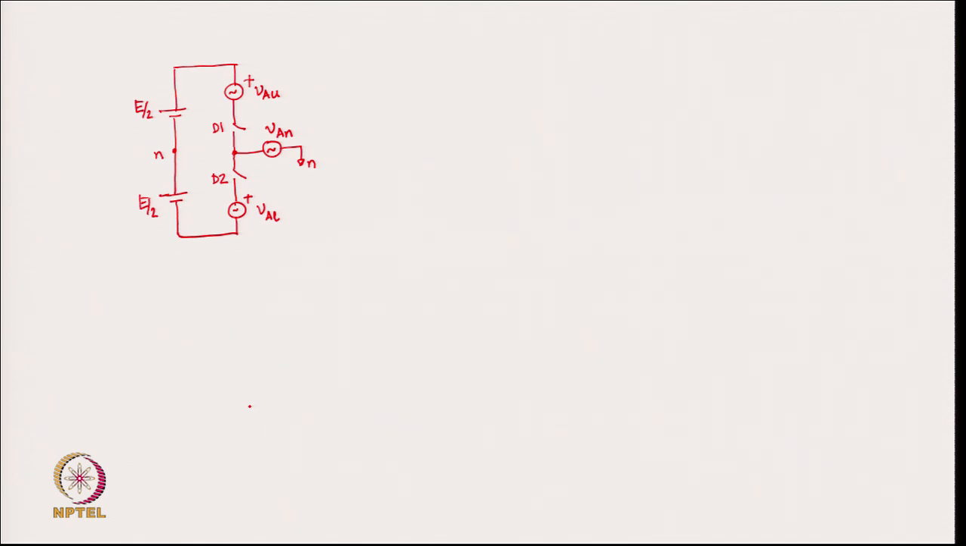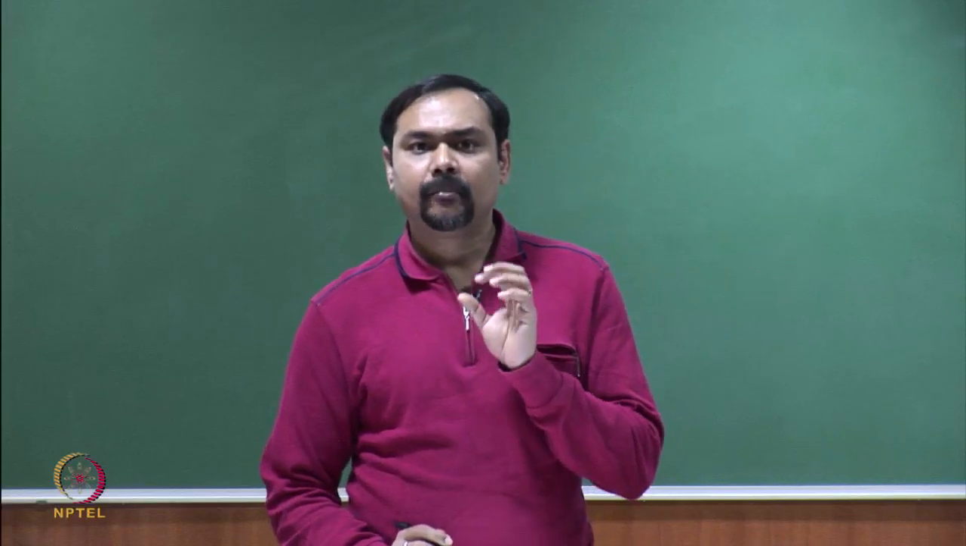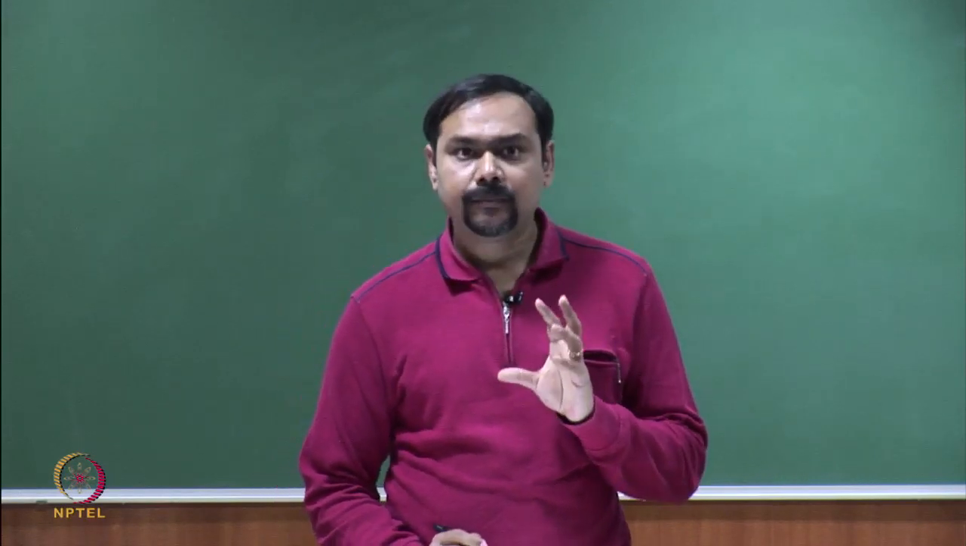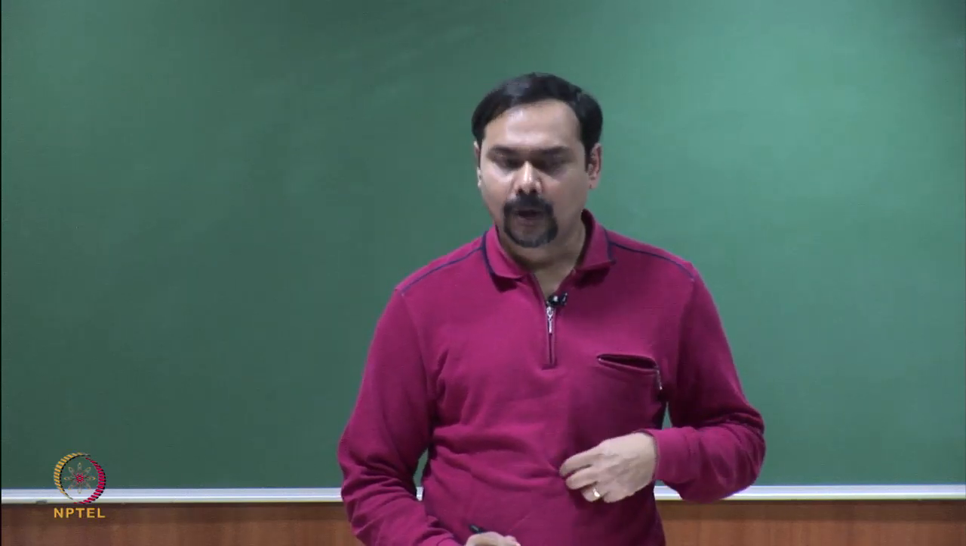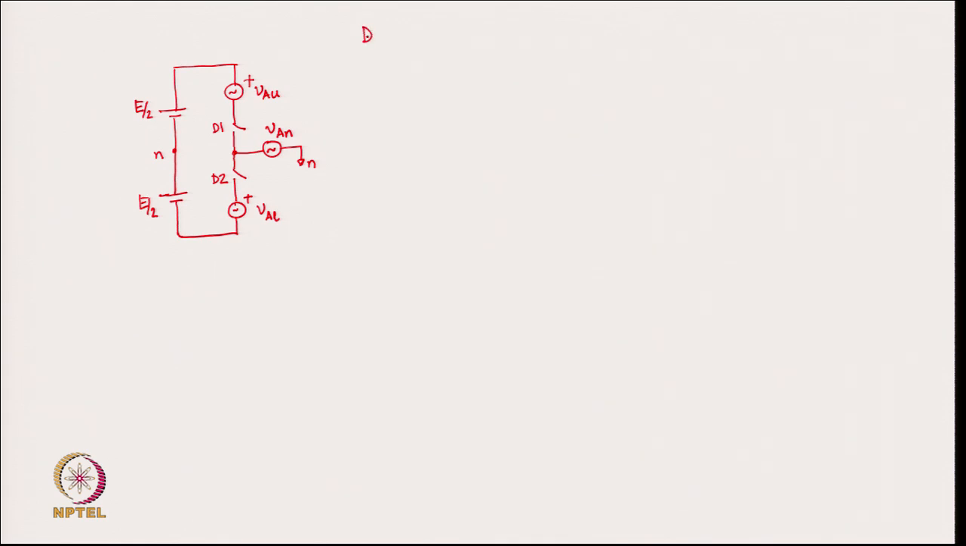So, as I told you, D1 and D2 are complementary. It is not exactly complementary, there is an overlap time period, but let us first understand by assuming that D1 and D2 are complementary. So, when D1 is on, okay, what will be the equation? If I write the KVL here, then VAN plus VAU minus E by 2 is equal to 0, and during this point of time D2 is off. So, this switch is off.